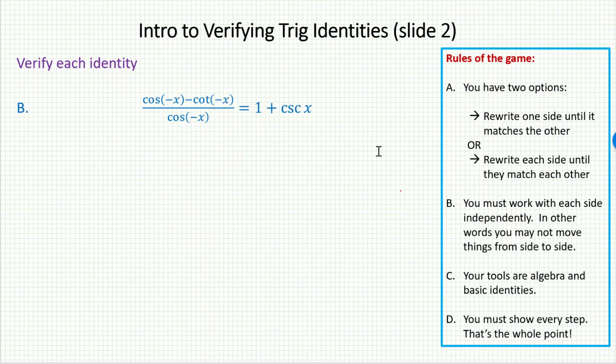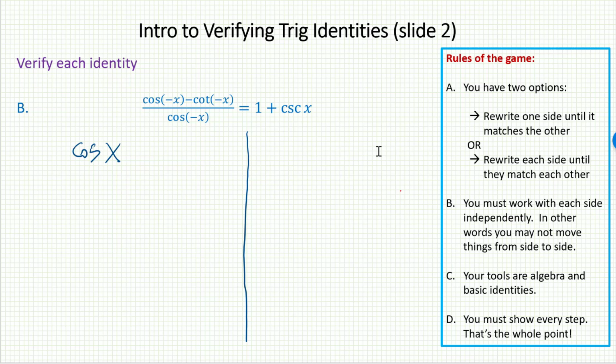Okay, let's look at one that's a little bit more complicated. So I've got this fraction on the left. I've got a somewhat simpler thing on the right. I think I'll start with the one on the left. I see all those negative x's, and I know I have those negative angle identities. Let's see, cosine and secant are the only ones where the cosine of the negative angle is the same thing as the cosine of the original angle. So cosine negative x is just cosine x.